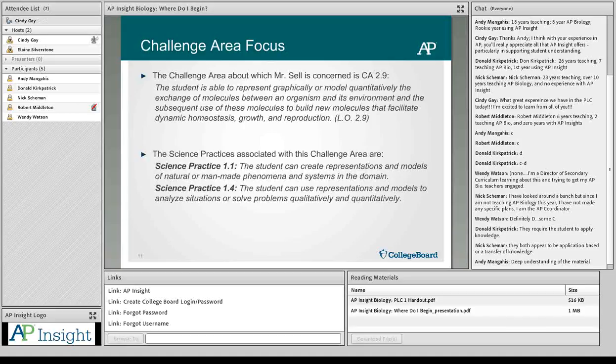And so it's pretty clear from Mr. Sal's students' responses on these first two questions that his students are struggling with Challenge Area 2.9. And notice that it also corresponds with Learning Objective 2.9. As a reminder, you are all very experienced AP teachers, and I know that you're aware that the exam questions on the AP exam are based on the learning objectives. And so each challenge area is associated with at least one science practice or one science skill.